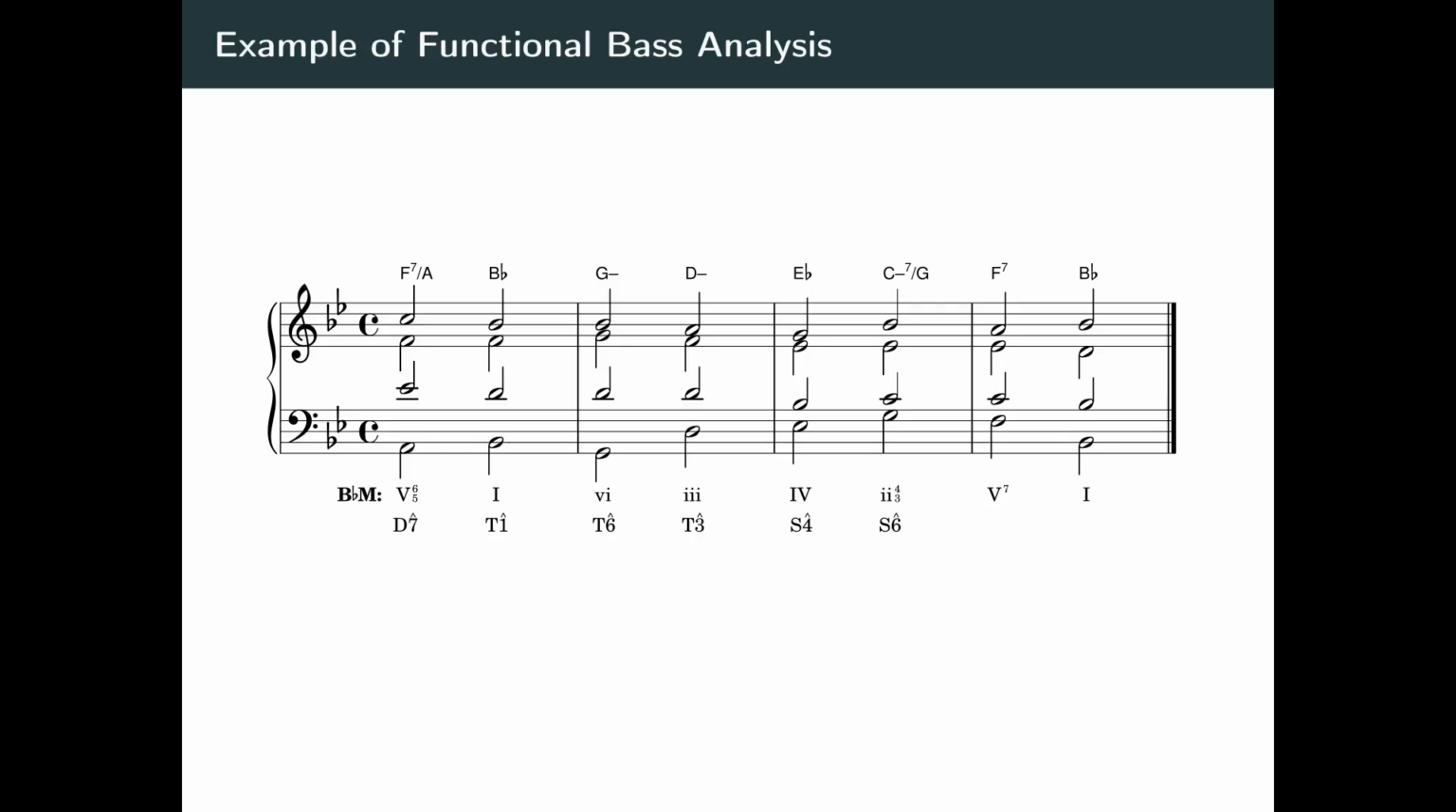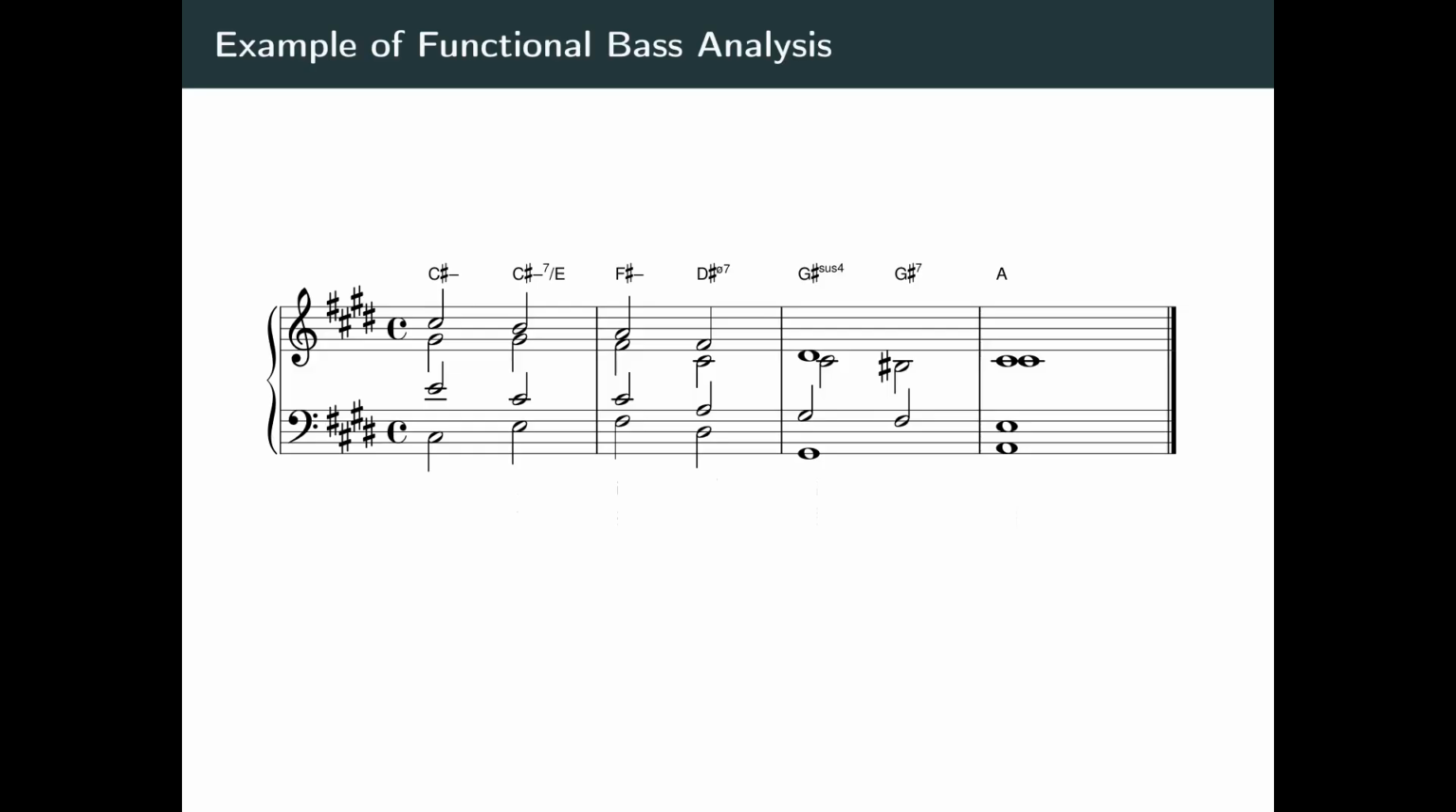And the last 2 chords are almost identical to the first 2, except that the F7 chord is in root position. That means that instead of D7, this F7 is D5, and the last chord is a T1. Here's another example to analyze with the key, Roman numerals, and functional base. Stop the video now to see if you can add the correct analysis notation before I reveal the solution.